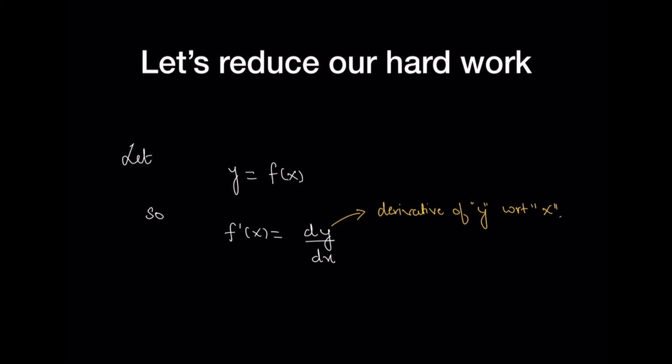So let's start off reducing our hard work with our notations. Let y equal f of x. So f dash x is the derivative of f of x. It could be written as dy upon dx, where dy upon dx means the derivative of y with respect to x. Now in this video we are going to discuss some basic theorems, their proofs and their applications, so that we can evaluate derivatives of functions easily.